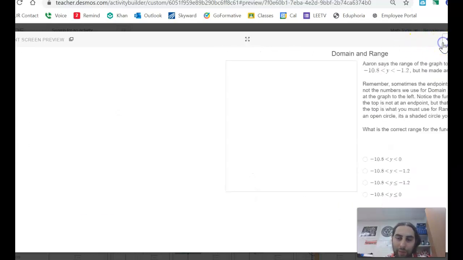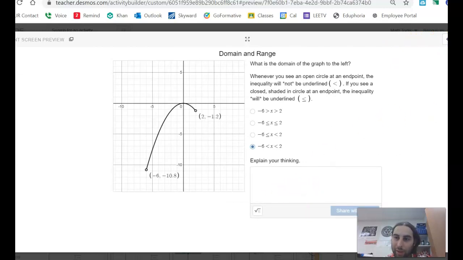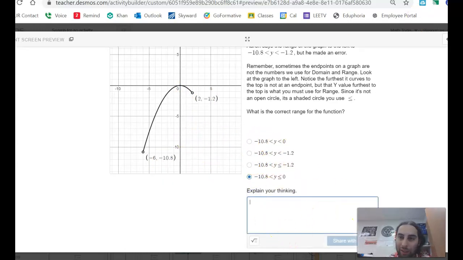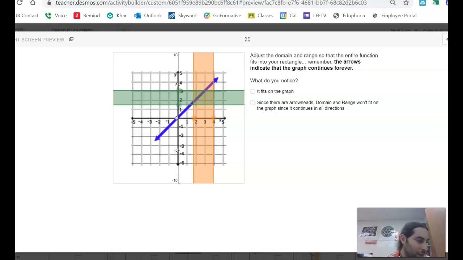Okay. And you don't have to worry about this. Explain your thinking. That was not supposed to be there. All right. So Aaron says the range is -10.8 to -1.2. Those Y values are correct, except this is not the highest it goes. The highest it goes is right here at 0, okay? And it's going to be underlined because that's like a shaded in point. So it's from -10.8, not underlined, to 0, underlined, okay? I know that's kind of crazy, and don't worry about the explain your thinking. Sorry about that. All right.